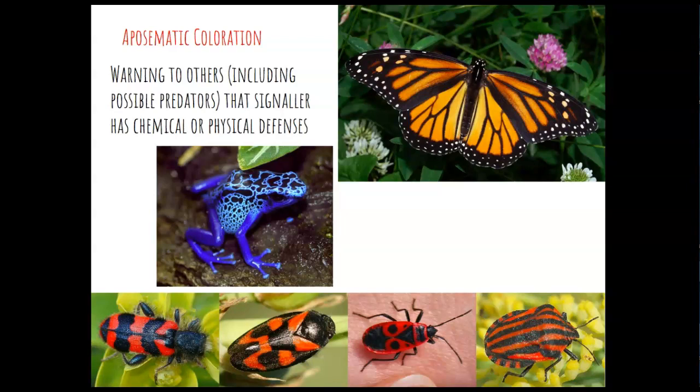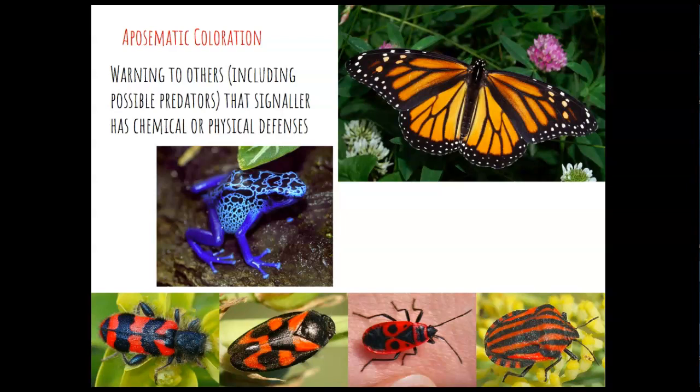Similar situation is going on with poison dart frogs. They have a secretion that comes out of their skin that is toxic, and they are bright colored as a warning to predators that says, don't eat me, I will make you incredibly sick. At the bottom of the slide, there's several insects that have the same sort of red and black color pattern, and they're all saying the same thing. I don't taste good, you don't want to eat me, run away.